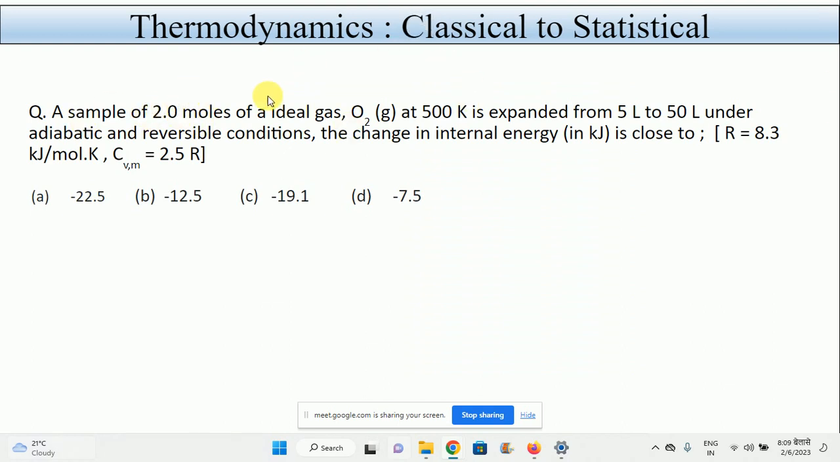So next question. A sample of 2 mole of an ideal gas O2 at 500 Kelvin is expanded from 5 liter to 50 liter under adiabatic and reversible conditions. So this is the key: adiabatic and reversible condition. The change in internal energy is close to, we need to calculate the change in internal energy, that is delta U.